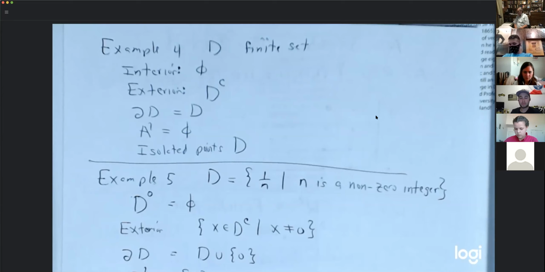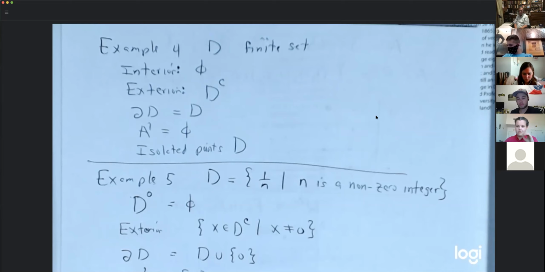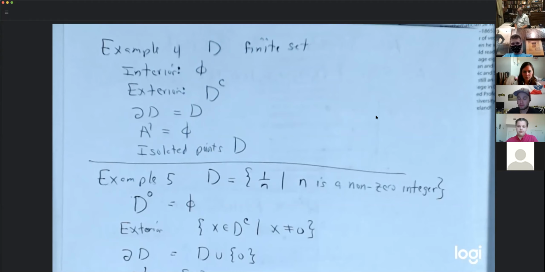What are the accumulation points of this set? There's only one accumulation point, and that's the number 0. There's only one place where all these numbers get close to, and that's the number 0. So this is a harder thing to think about, but maybe it helps you.